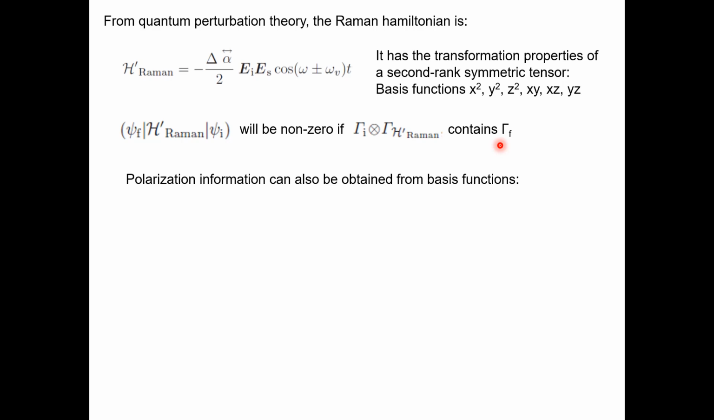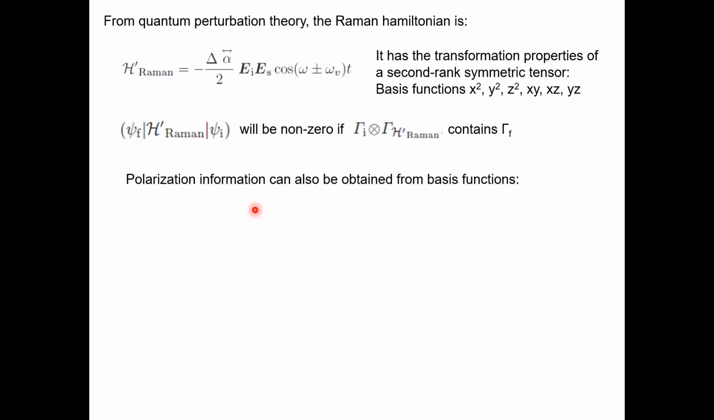So this is a general selection rule for the Raman process, but just like we did in the case of infrared scattering, we can also try to figure out information about the polarization. Okay. But notice now, this is slightly more complicated than in the case of infrared absorption.